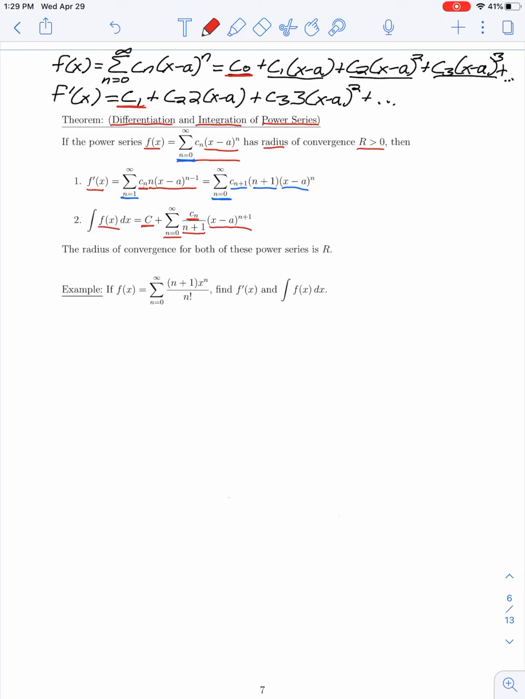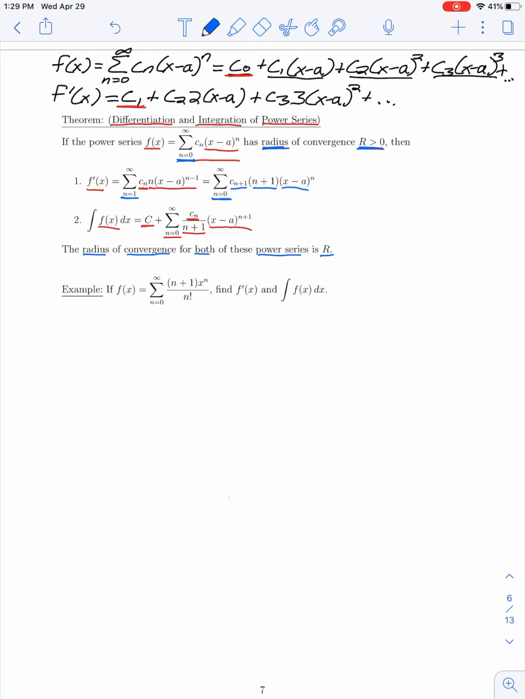And now one last result as part of this theorem. This theorem says that the radius of convergence for both of these power series, that is the power series representing f prime and the antiderivative of f, is R. That is, these will have the same radius of convergence as the original function, f of x.